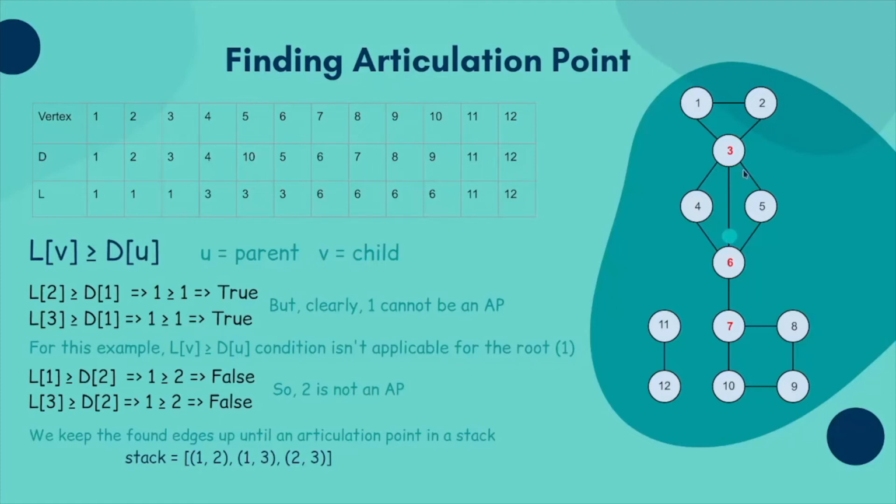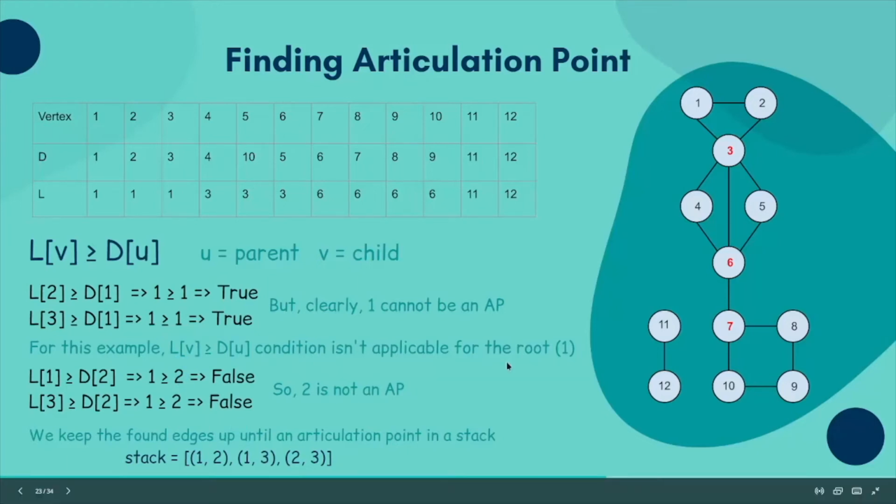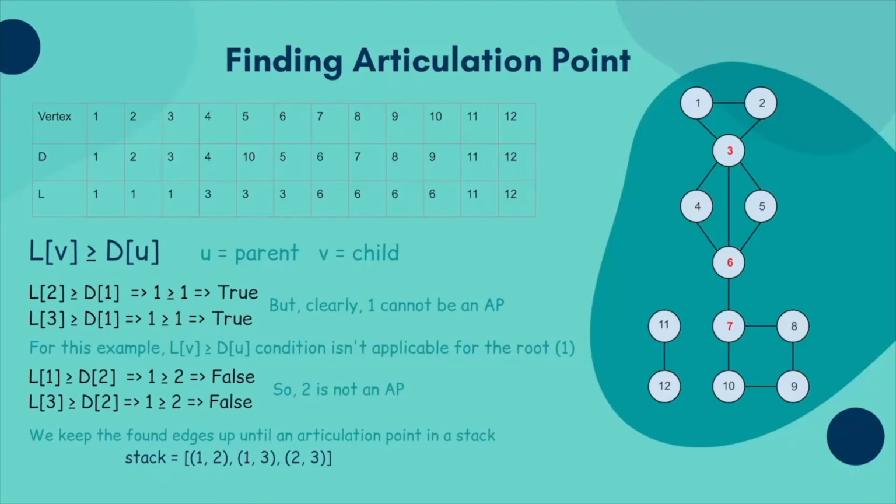Also, if we look into the other node, which is 2, here we can see that the low value of this node's child, 1, is less than the discovery time of this node. This is why 2 is not an articulation point. We keep the found edges up until an articulation point in a stack. Here we can see that until now in the stack we have the edges 1, 2, 1, 3, and 2, 3.